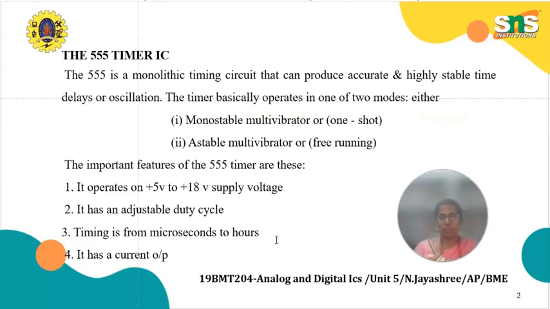The important features of the 555 timer are: it operates on plus 5 volt to 18 volt supply voltage. It has an adjustable duty cycle. Timing is from microseconds to hours. It has a current output.